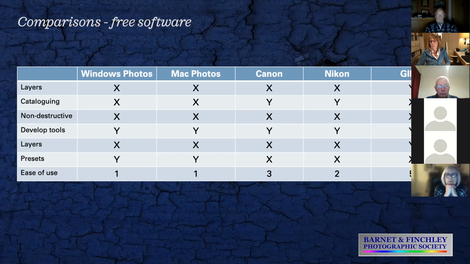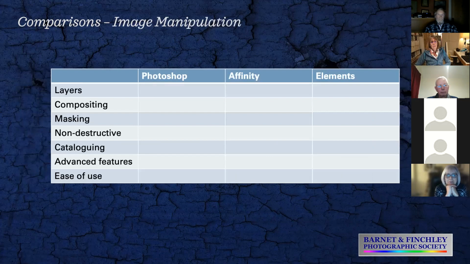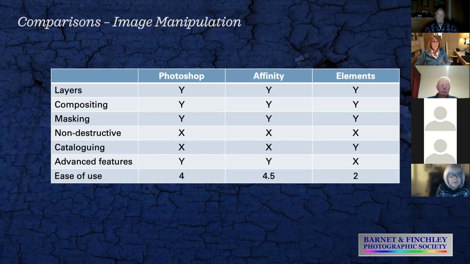Basically, if someone says to you, "I'm using GIMP," I'd look at them with a very sympathetic face, because it is a totally unstable product. So anyway, image manipulation, again, I looked at basically the main features, what I thought of them, and yeah, pretty much okay. So they all pretty much offer everything, apart from, I mean, Elements doesn't have the advanced features that Photoshop and Affinity have got.